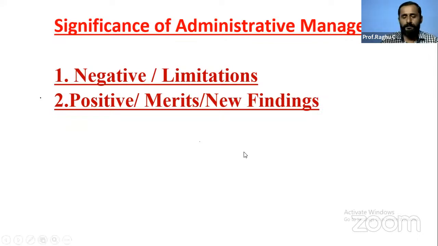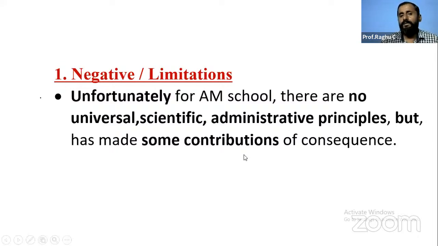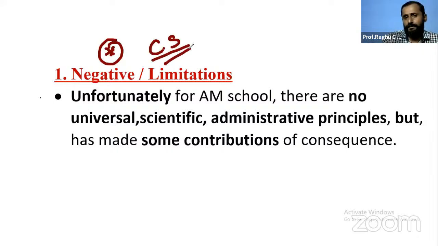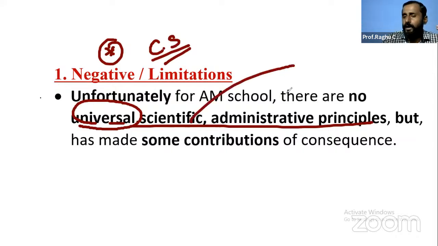That was the positive. The negative, unfortunately, for the administrative management school, is that there were no universal scientific administrative principles. So this is the one conclusion which you should be taking. With respect to any of the classical theories, as of now, it is proved that there is no universal scientific administrative principle that can be applied in all places at all times in all organizations. Is the point clear to you? As of now, there is nothing like that.